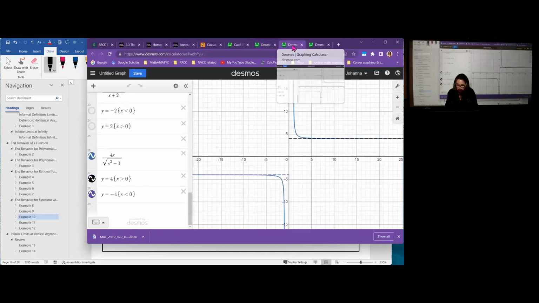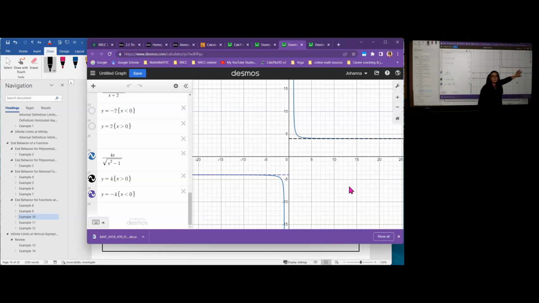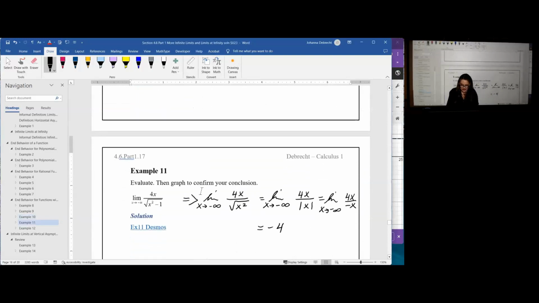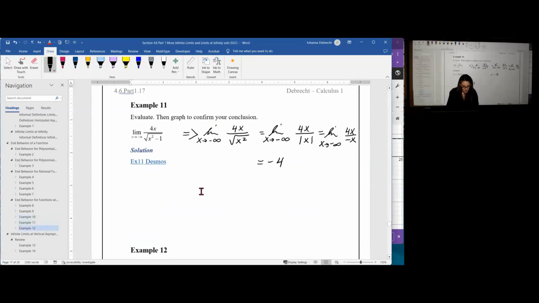Let's take a look here at this example. When we're looking on the right side, because we replaced absolute value of x with x, we approached a positive 4. As we approach negative infinity, because we replace absolute value of x with negative x, we approach negative 4. Let's now go ahead and turn our attention to the last example that we have, which is example number 12.